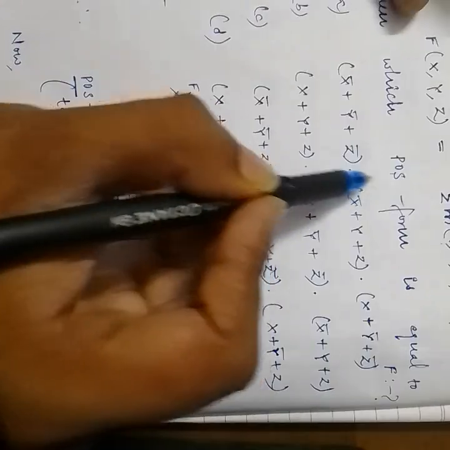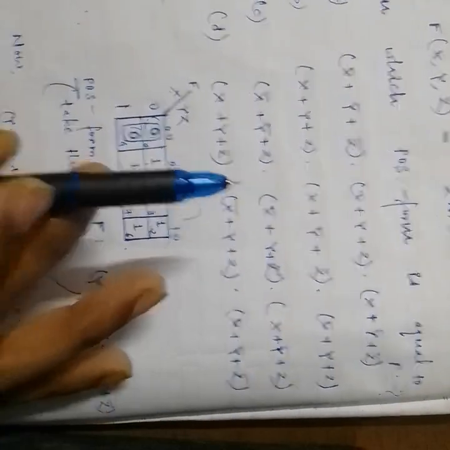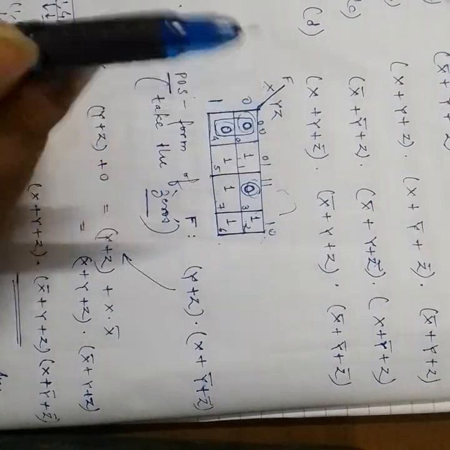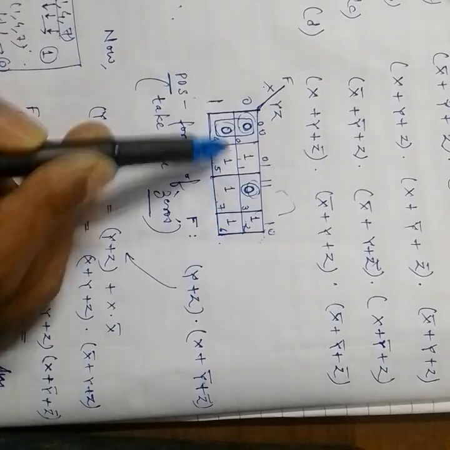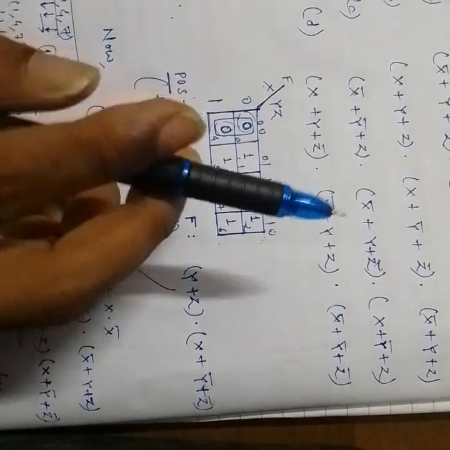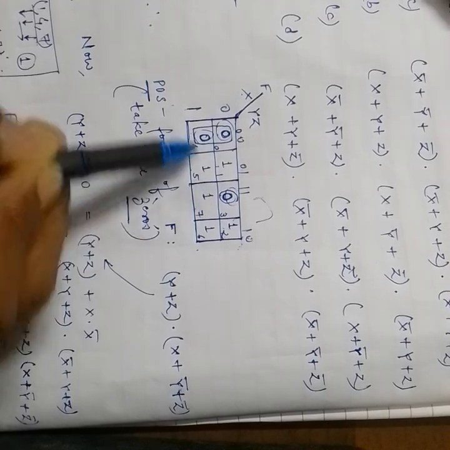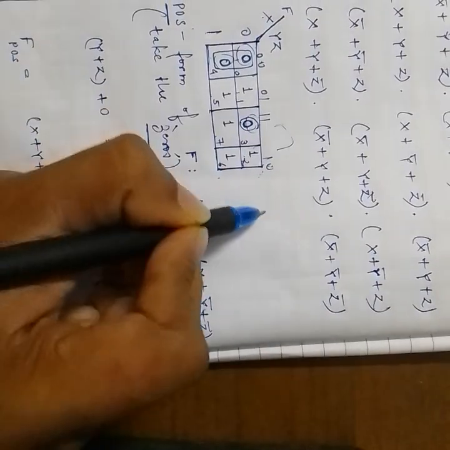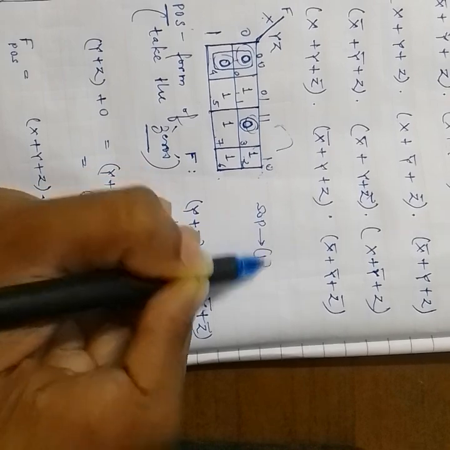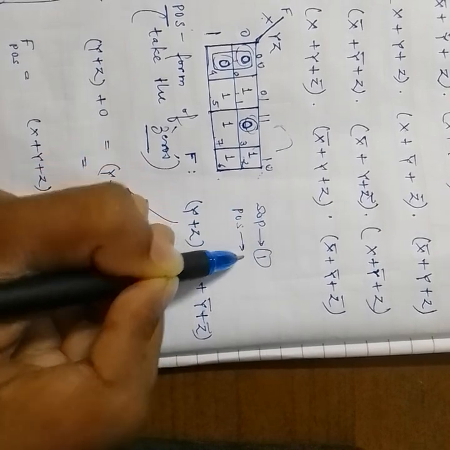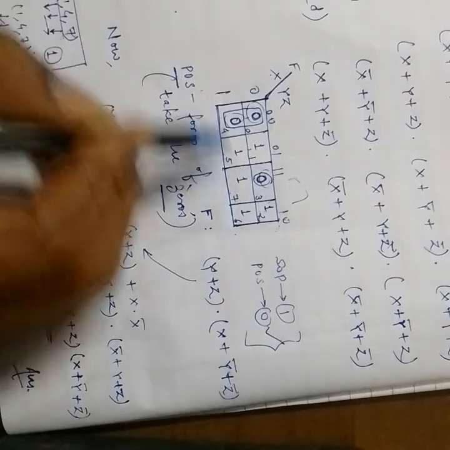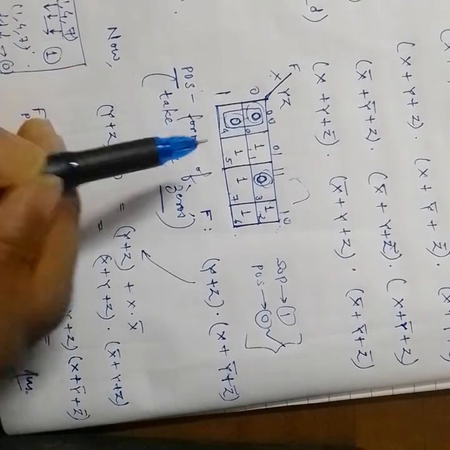Now we are asked the POS form. We are not asked the SOP form. If we were asked the SOP form, we would have considered the ones, as I told in my previous question. But here we are asked the POS form, so we have to focus on the zeros. For SOP form, you focus on the ones, and for POS form, you focus on the zeros. I hope it is clear.